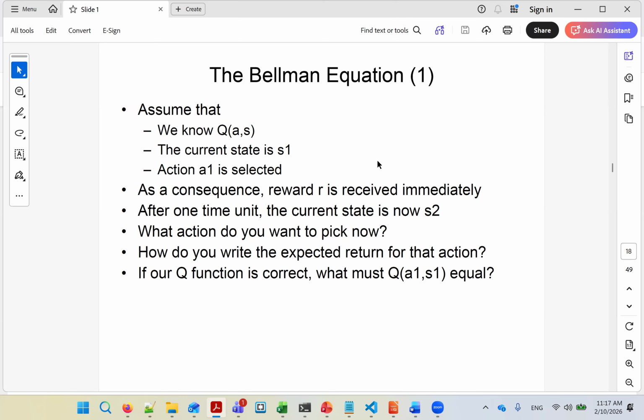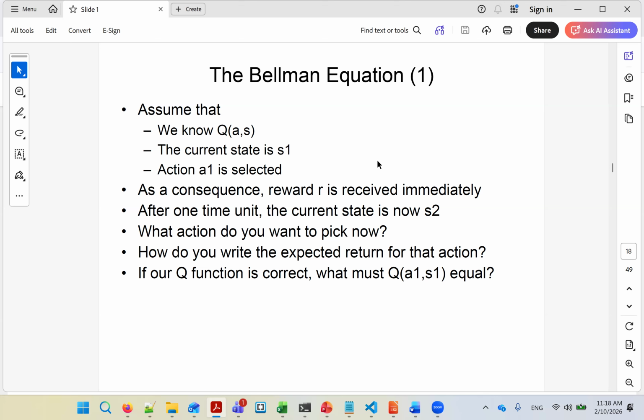This is what we have. Q of A1 in S2. Would they be identical? Is it Q of A1 S2, or Q of A1 S1? How are those related? This is probably a dumb question, but we already know that Q of A1 S1 equals S2, don't we?